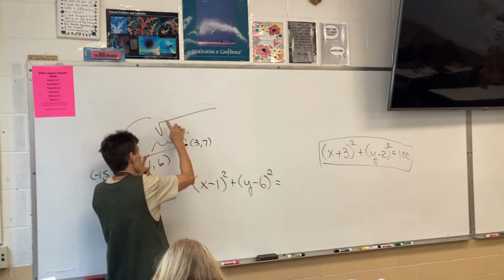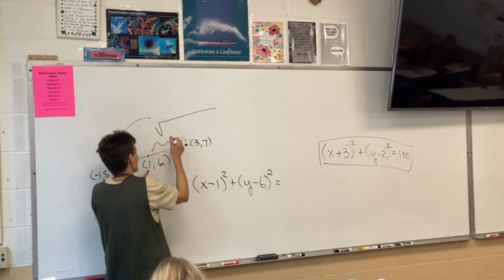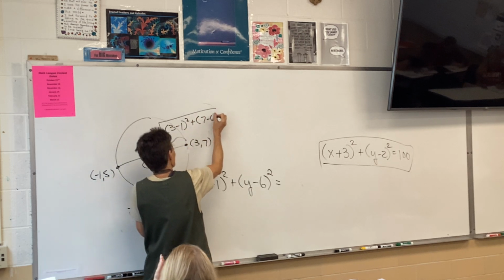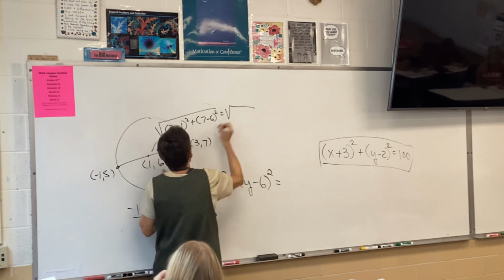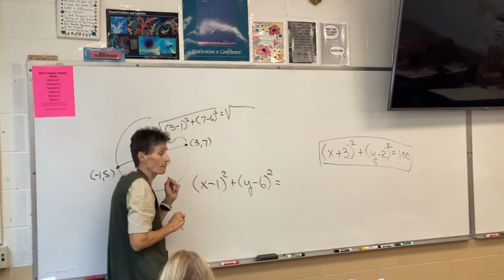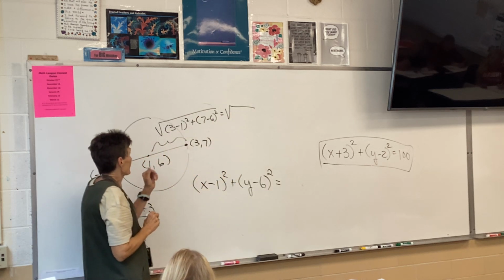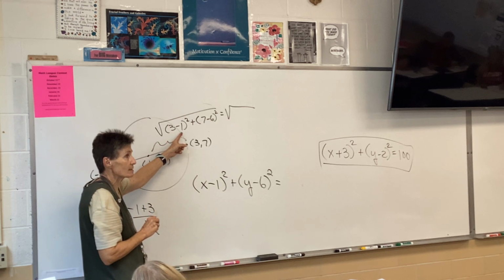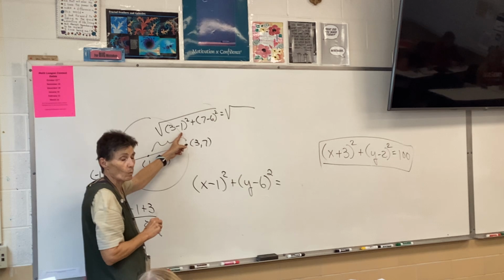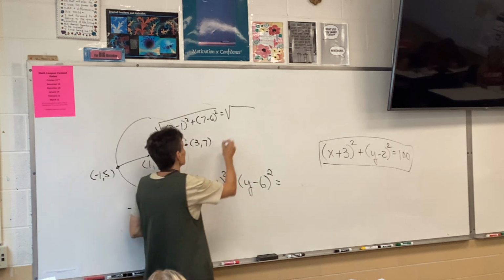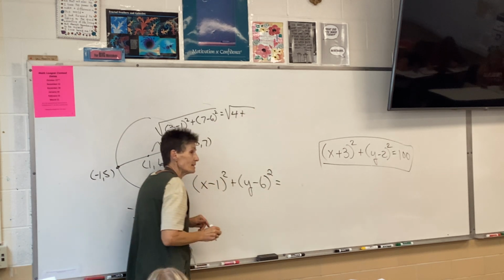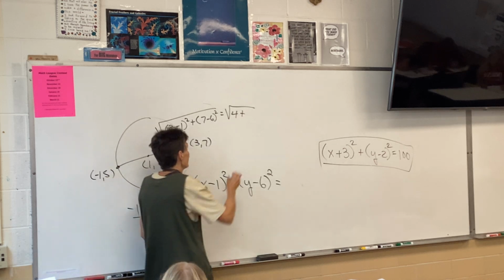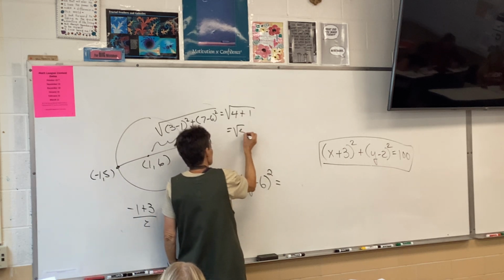This is going to be the big radical. So 3 minus 1, 7 minus 6. 2 squared is 4. 7 minus 6 is 1, squared is 1. So my radius is root 5.